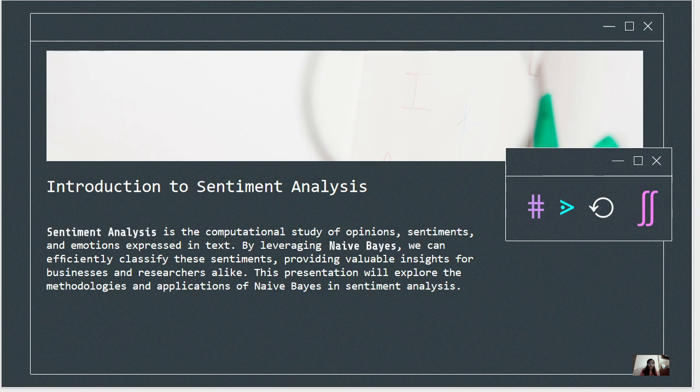So, introduction to sentiment analysis. Sentiment analysis is a computational study of opinions, sentiments, and emotions expressed in text. By utilizing Naive Bayes, we can efficiently classify these sentiments, providing valuable insights for businesses and researchers alike. So in this presentation, we'll see the methodologies and applications of Naive Bayes in sentiment analysis.